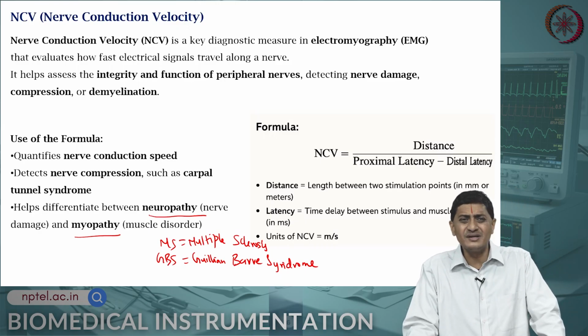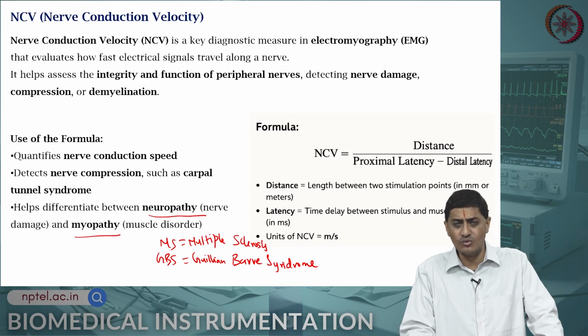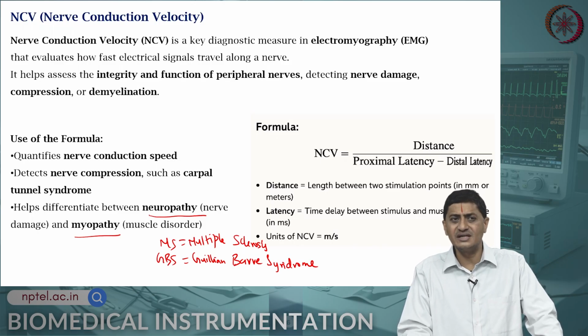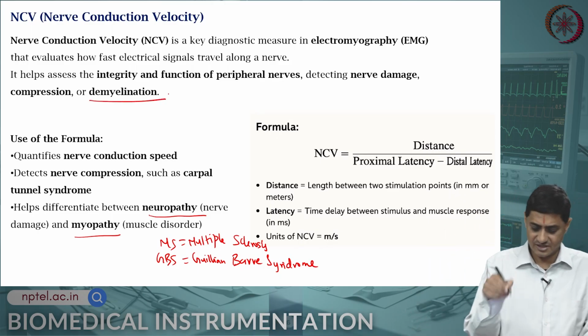So, essentially you are interested in assessing how well the peripheral nerves function and how properly they function, detecting nerve damage, compression or demyelination. That is what I was discussing.